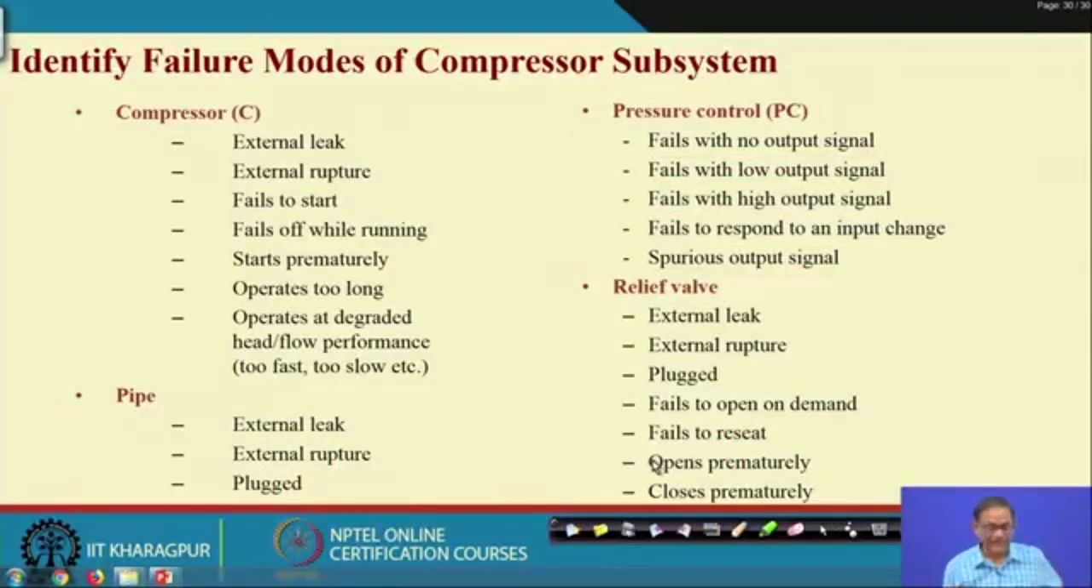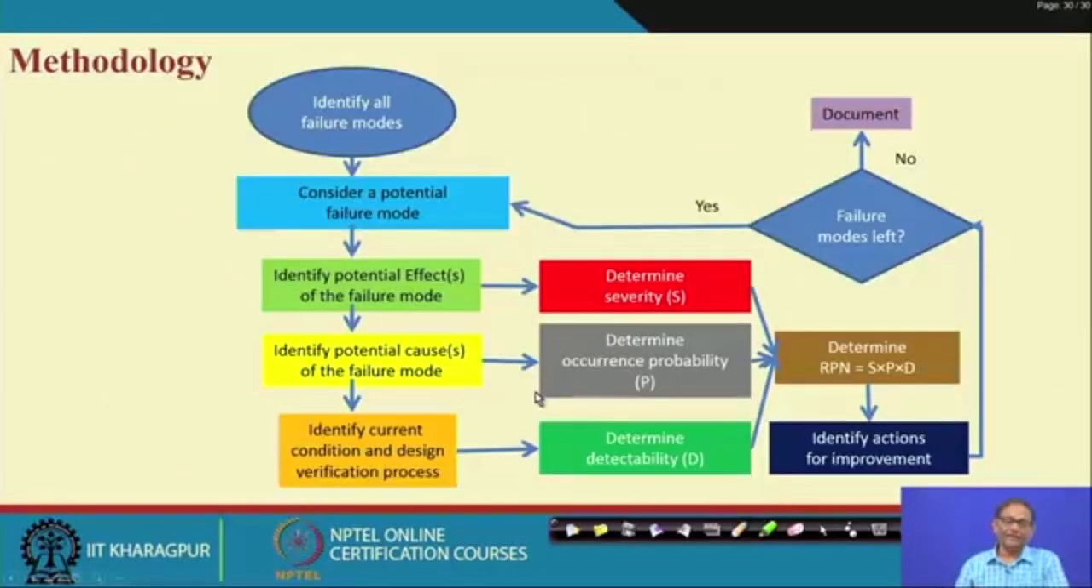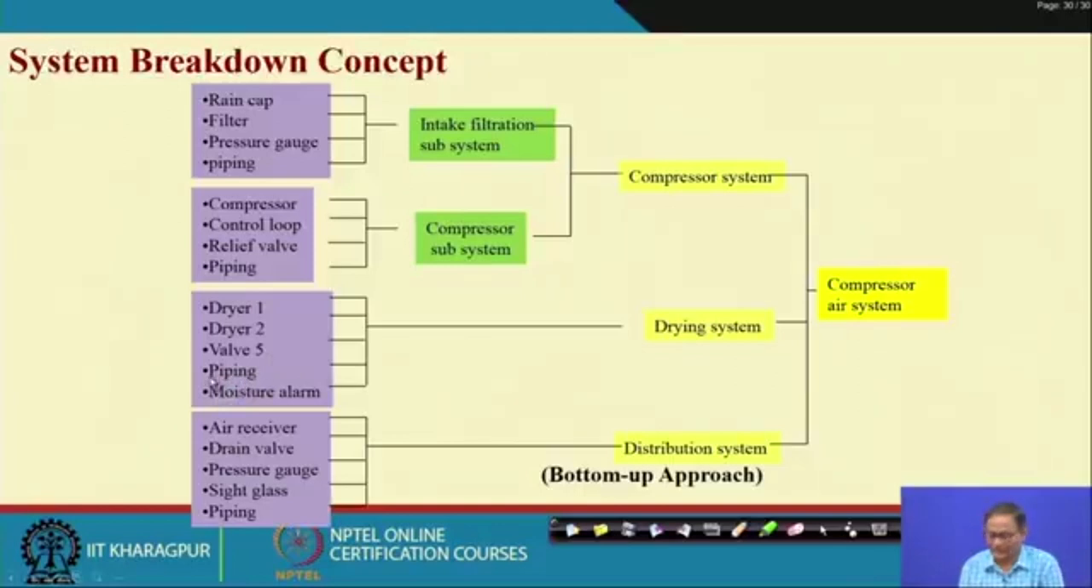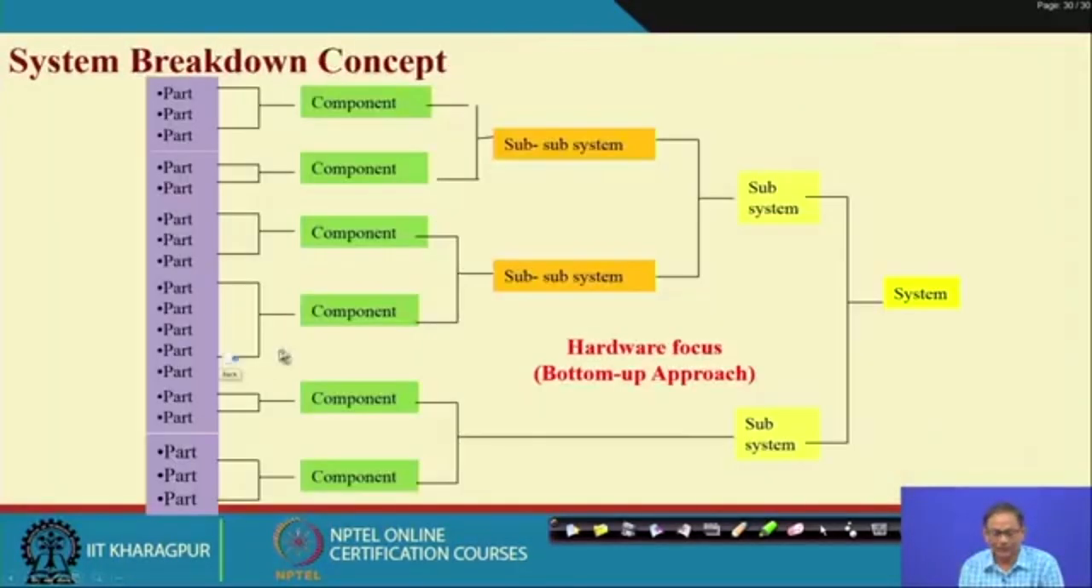So, what I mean to say here is that once you have done the system breakdown structure and gone up to the component level, for every component you find out the failure modes, then a list of failure modes will be identified. Once you have that list, you can do the failure mode and effect analysis. I will discuss this failure mode and effect analysis. I hope that you got this.